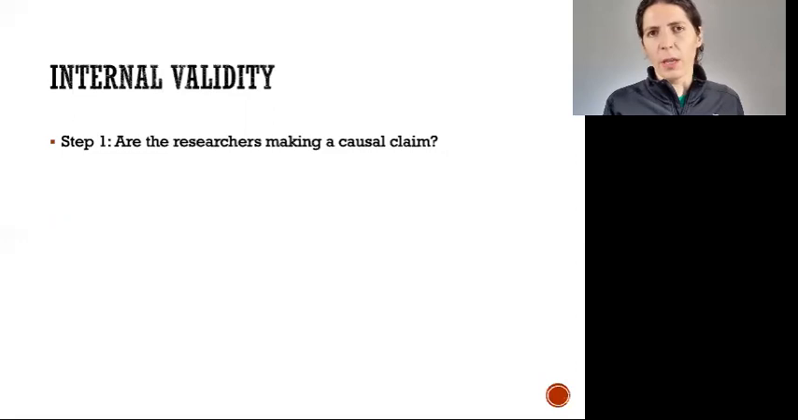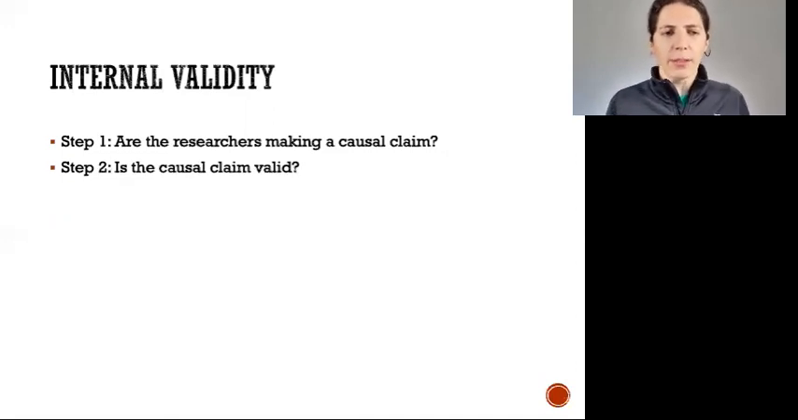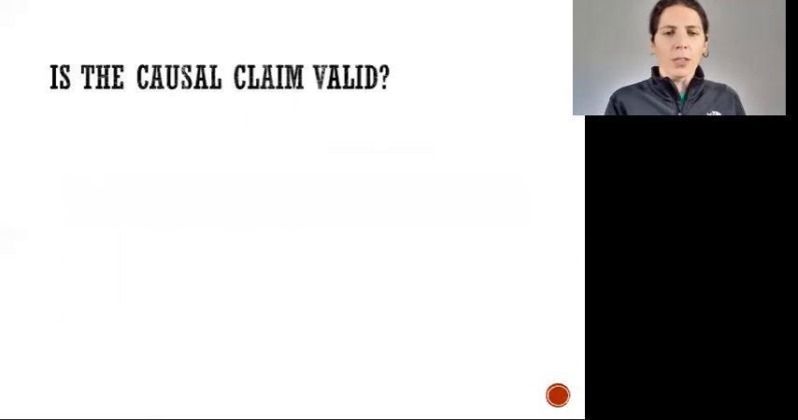Assuming there is a causal claim, either an explicit one or one that's kind of implied or worked in between the lines, then you can ask, okay, does it have internal validity? Is the causal claim valid? To answer this question, the first question to ask is, was it an experiment or not? Because how we answer this question depends on whether we're talking about an experiment or a non-experimental study.